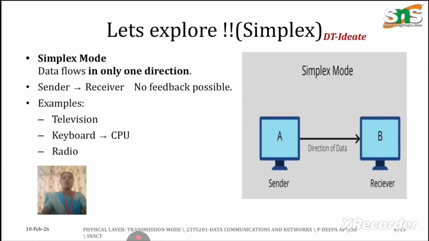In simplex mode, communication happens in only one direction. One device always acts as the sender and the other always acts as the receiver. The receiver cannot send any response back to the sender. A common example of the simplex mode is television broadcasting, where the TV station sends signals and the viewers only receive them. Other examples include the radio and the keyboard sending input to the CPU. Simplex communication is simple and cost effective, but it does not allow feedback.